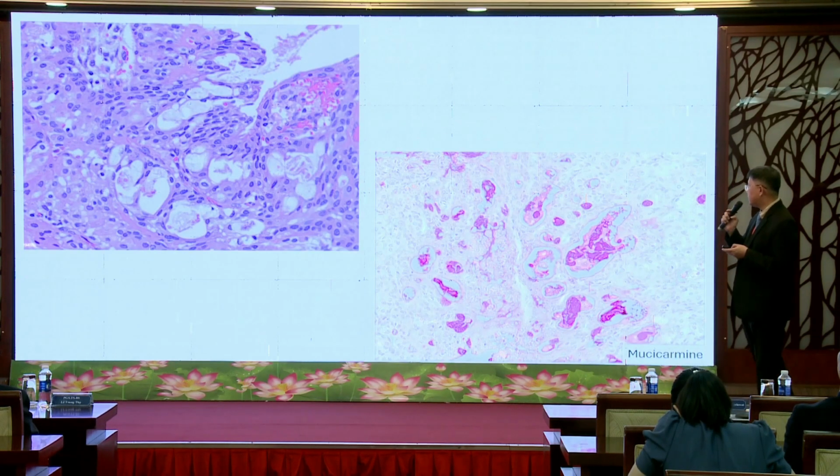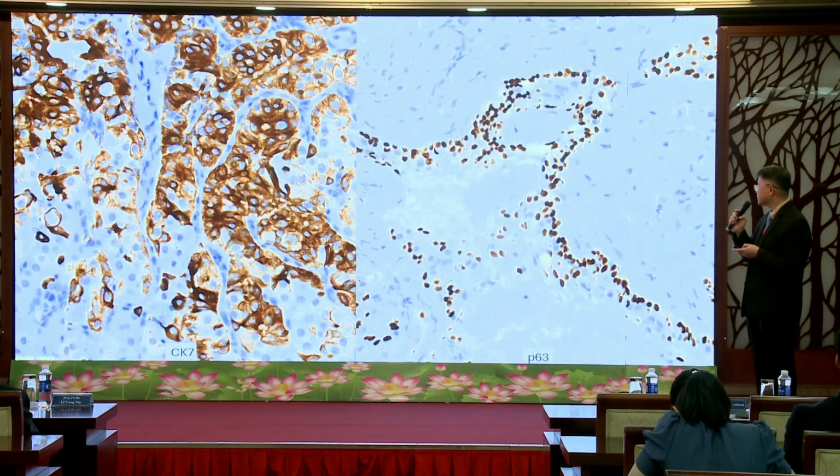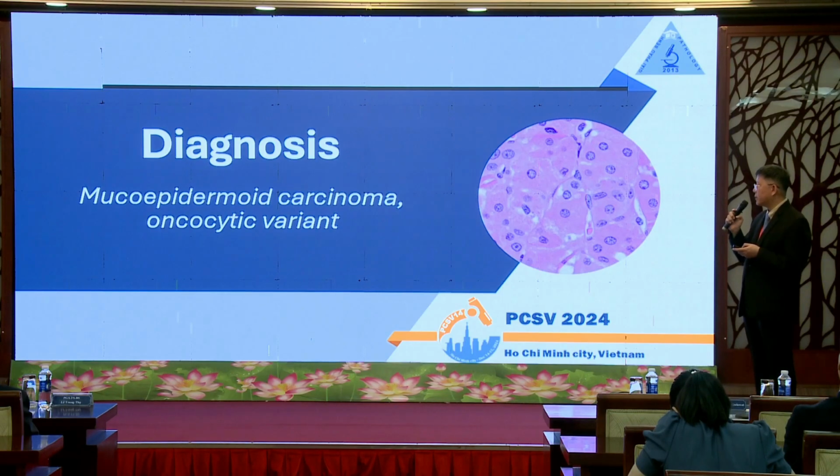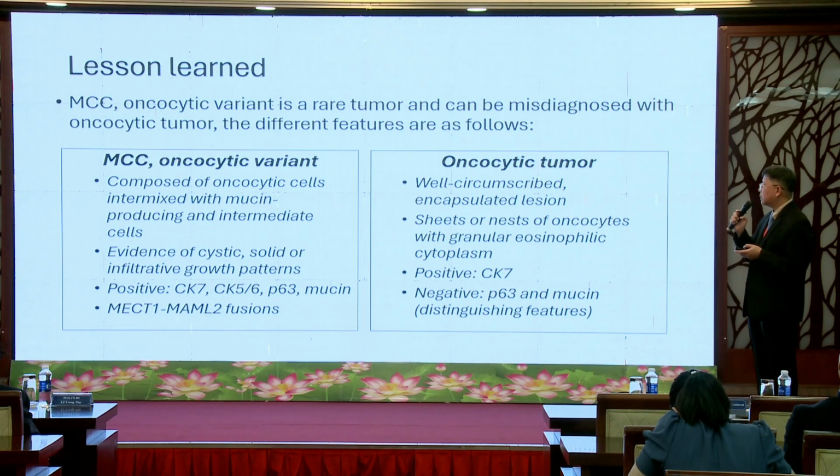Okay, so I did some special stains. Mucicarmine is positive, especially in the glandular area and in the cells that look like mucus-secreting cells. The cells are also positive for CK7 and P63. So the diagnosis in this case is mucoepidermoid carcinoma, oncocytic variant. This is the lesson that I would like to share with this case.